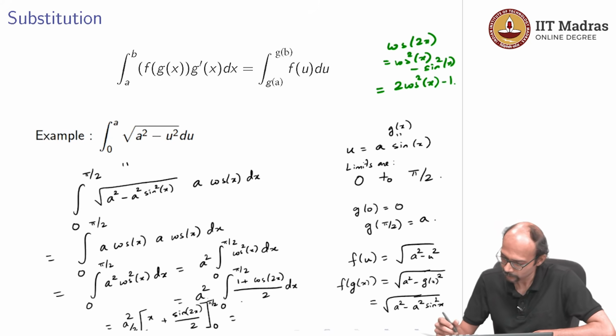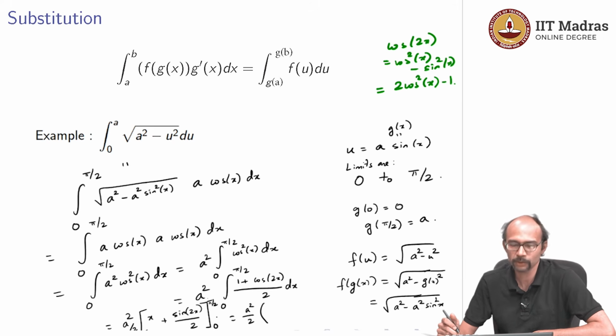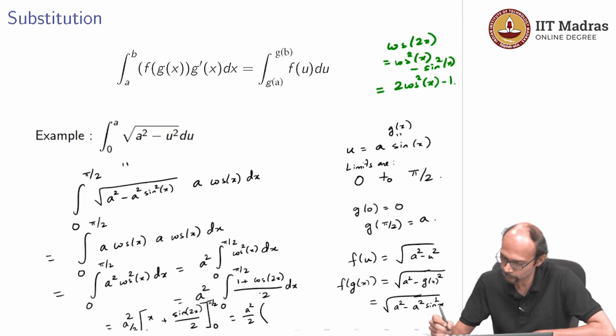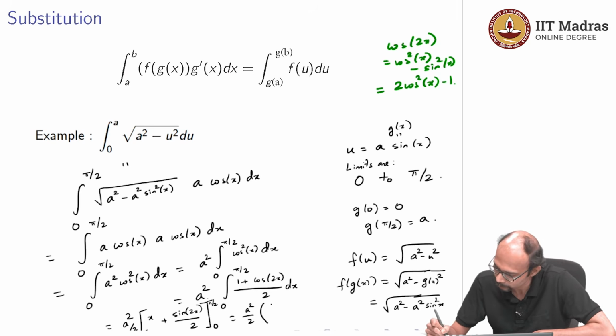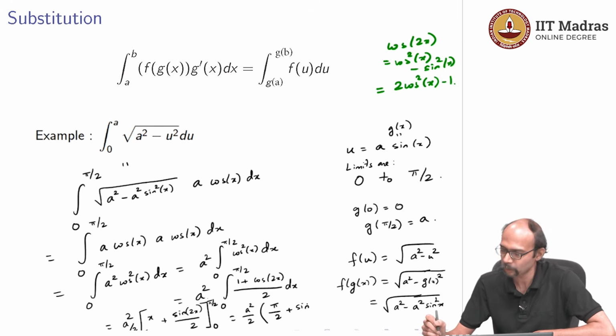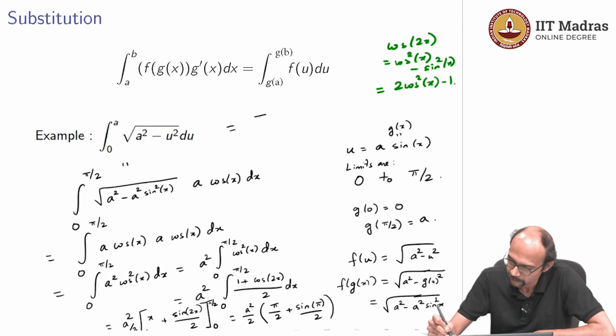Okay, so if you work that out, this is going to be a squared by 2 for the lower limit, which is 0. None of the terms contribute, since x evaluated at 0 is 0, sine of 2x evaluated at 0 is 0. So the only term that will contribute is at pi by 2. So you get a squared by 2 times pi over 2 plus sine of 2 times pi over 2. So that is sine of pi divided by 2, but we know sine of pi is 0. So what we get is pi a squared divided by 4.